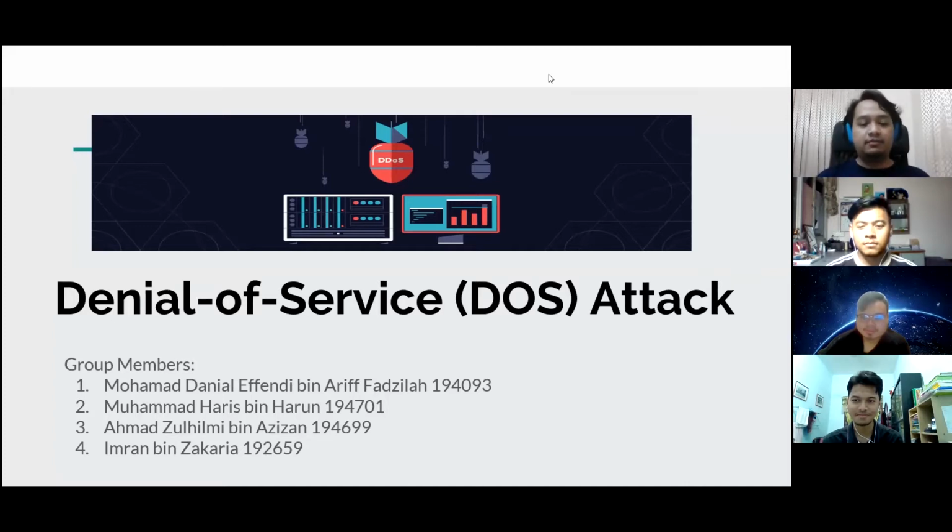Today, my team and I will be presenting about one of the security threats that we face nowadays, and the security threat that we chose is denial of service attack. So, my name is Muhammad Dani Effendi. Beside me is Muhammad Haris, and next to him is Imran.